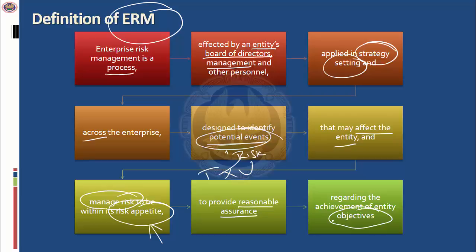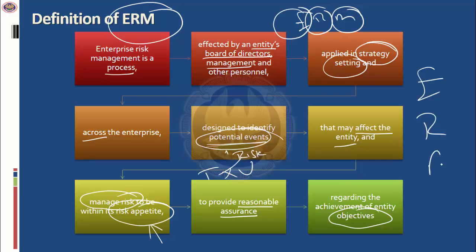So if you look at basically in ERM, what we are looking at, we are talking about risk, and this risk needs to be managed, and this needs to be managed at the enterprise level. So if you look at here, your enterprise risk management. So you have risks that need to be managed, and this management has to happen at the enterprise level.